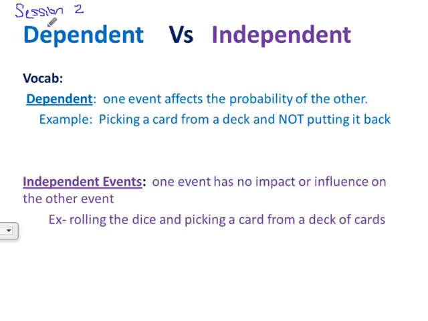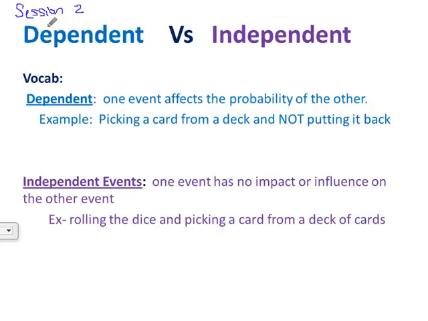So our events have no bearing or impact on another event. An example of that would be rolling a dice and picking a card from a deck of cards. Rolling that dice is in no way, shape, or form going to affect which card is picked from a deck of cards.